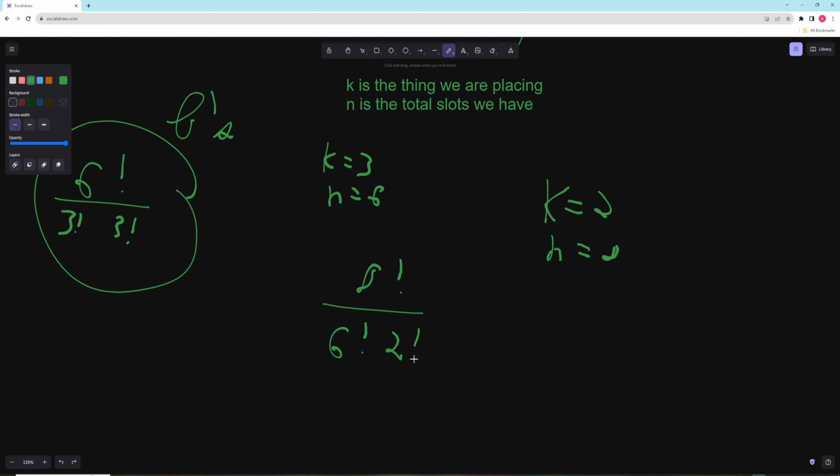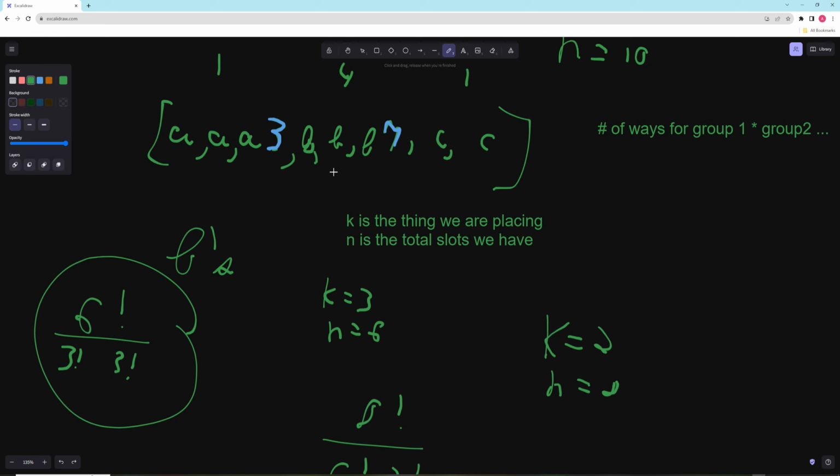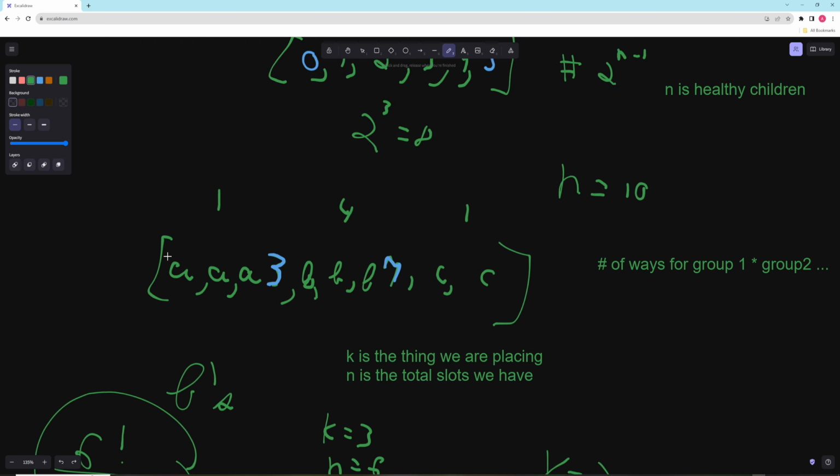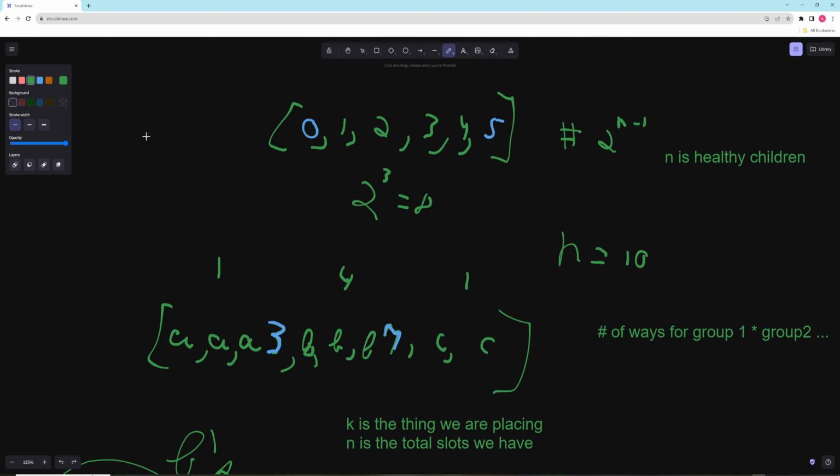And then for each group that we place, we have to multiply all of these n choose k's, right? So we'll have n choose k for this one times n choose k for this one. And remember, n choose k here, you wouldn't have to do it, because we're placing 3 things in 3 slots. So n would be 3, and k would be 3. So we'll just get 1 there. So for this, we don't have to do it because we'll just get 1.